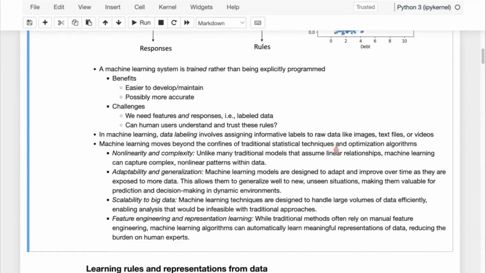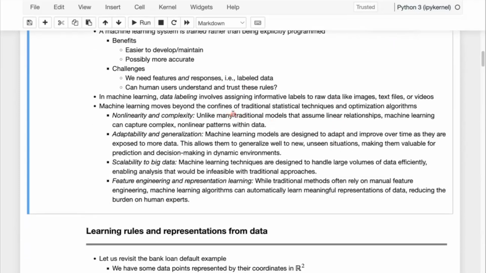And something important to mention is that machine learning really moves beyond the confines of traditional statistical techniques and optimization algorithms in several aspects. So one thing is that in machine learning, because the goal is to solve real-world problems, complex real-world problems, we usually deal with really nonlinear and complex structures that need to be extracted. And this is important because in many traditional domains, we focus on simplified models, in particular linear models. But in machine learning, the ultimate goal is to be able to find really complex and nonlinear models.